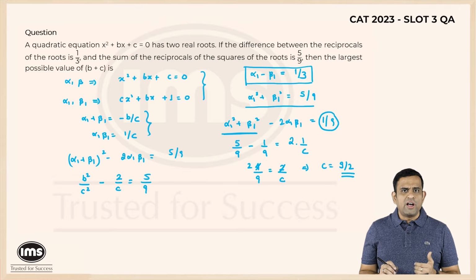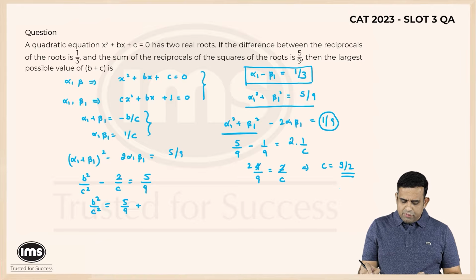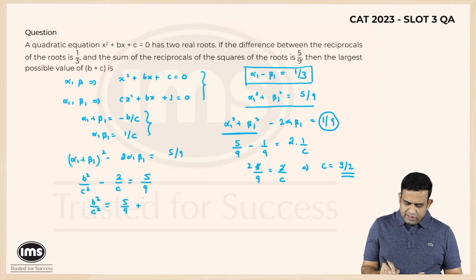The objective is to maximize the value of b plus c, so we should take the positive value of b. Let's solve for this. b square by c square would be equal to 5 by 9 plus 2 by c. What can one say about the value of 2 by c? 2 by c would be nothing but 4 by 9.